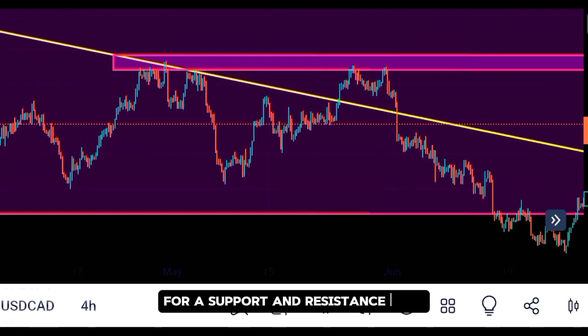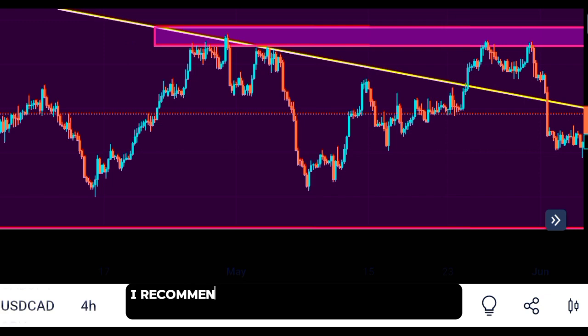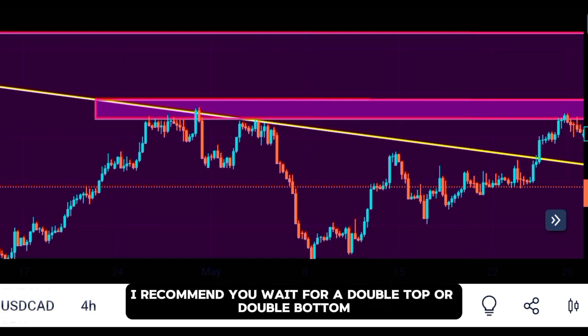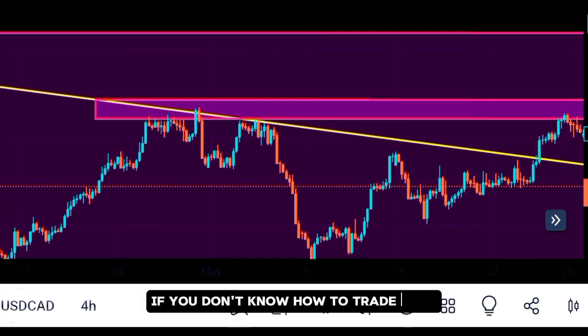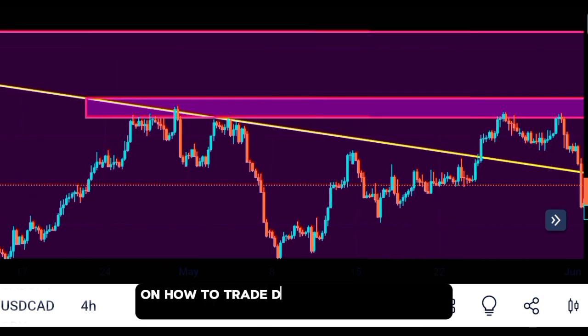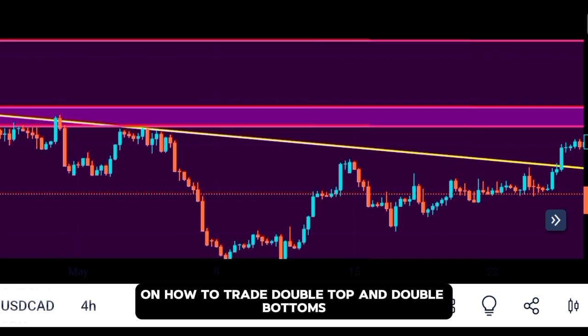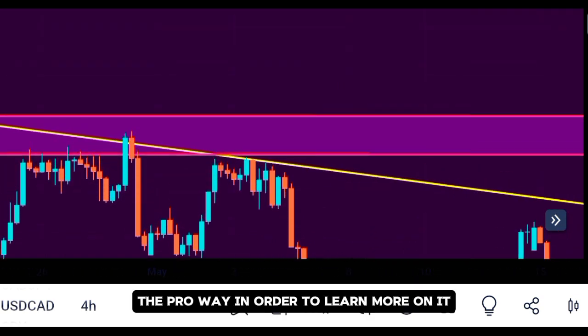For a support and resistance zone, I recommend you wait for a double top or double bottom. If you don't know how to trade them, you can go check out our video on how to trade double top and double bottoms the pro way in order to learn more on it.